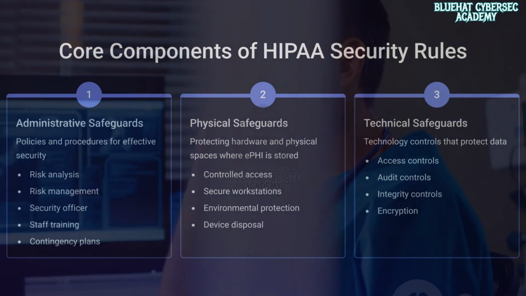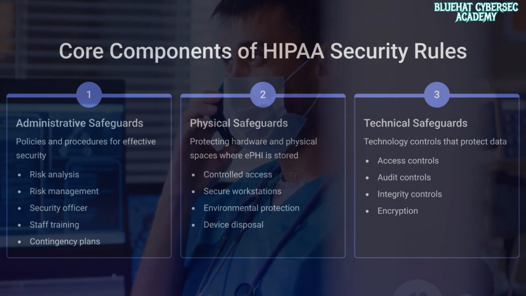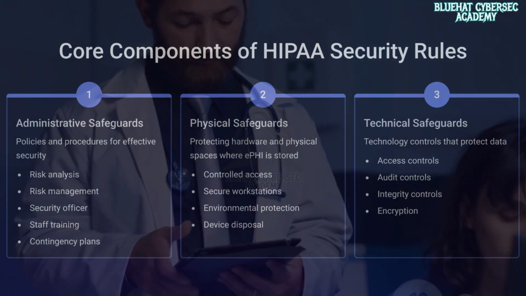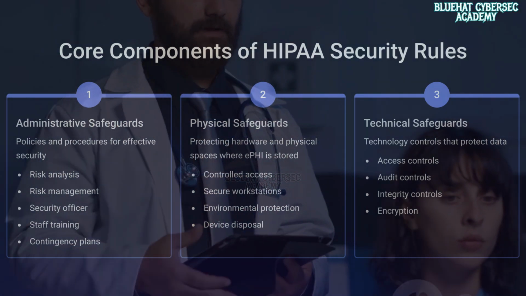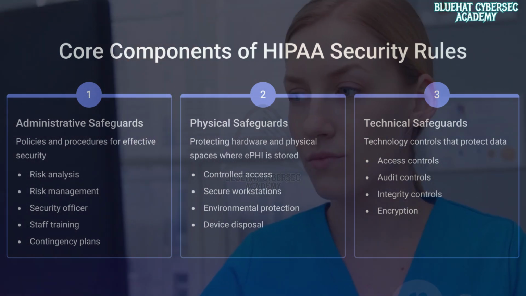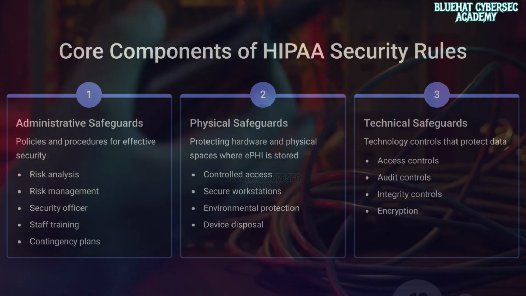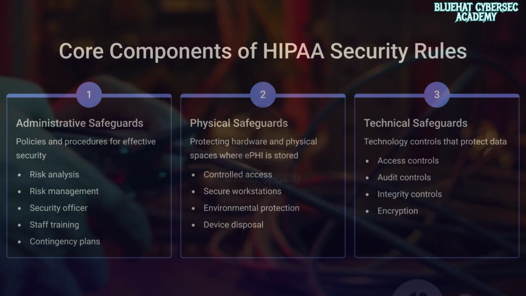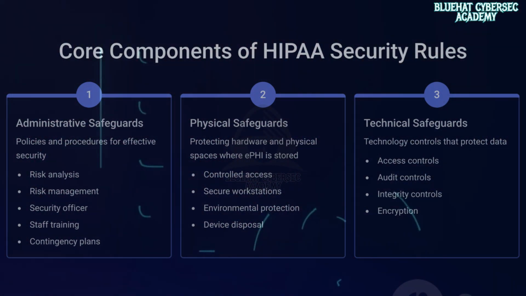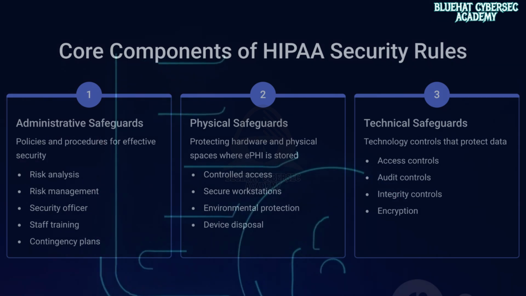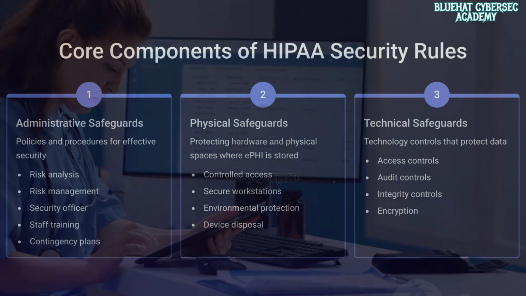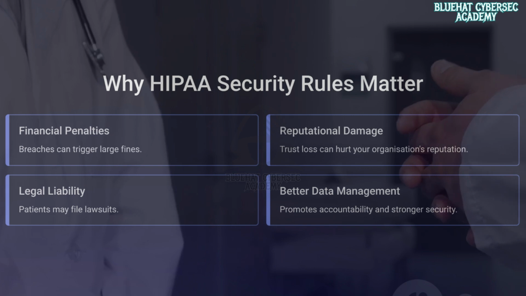Technical safeguards. These deal with technology and electronic systems. They include access controls to make sure only authorized people can view ePHI, audit controls to track who accesses the data and when, integrity controls to prevent improper alteration or destruction of data, transmission security to protect data when sent electronically, and encryption for stored or transmitted data.